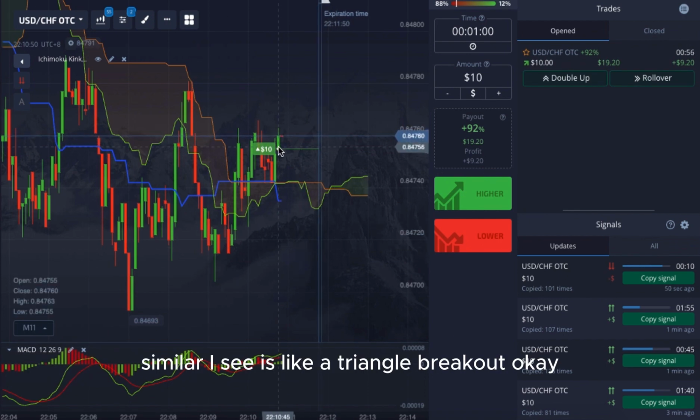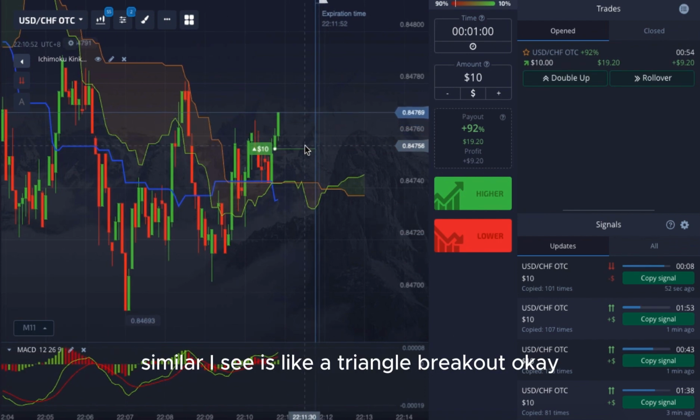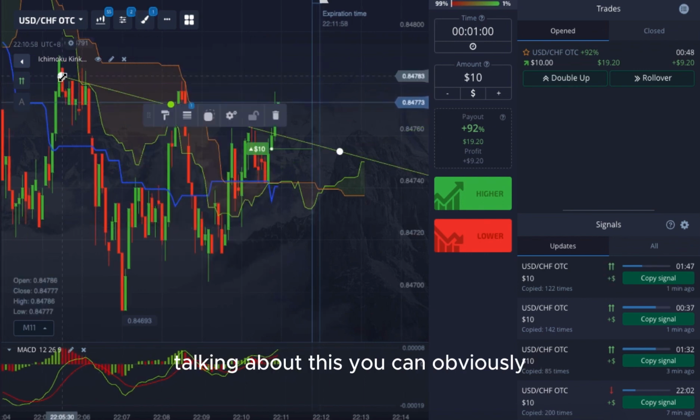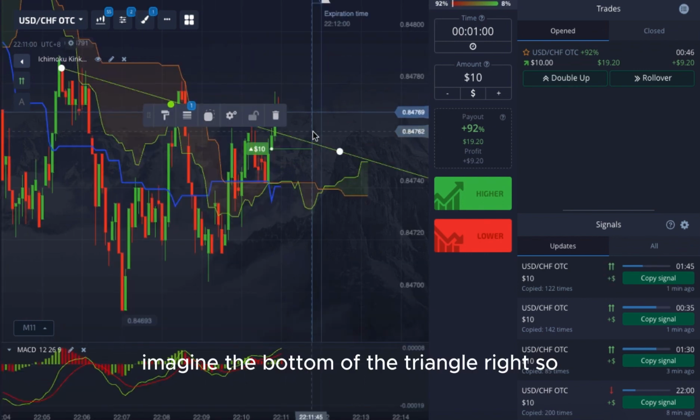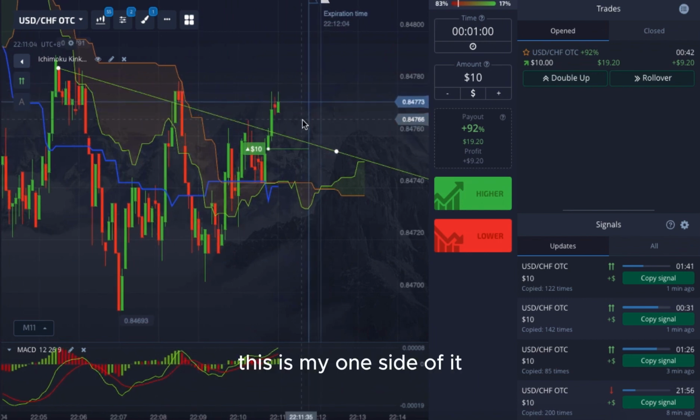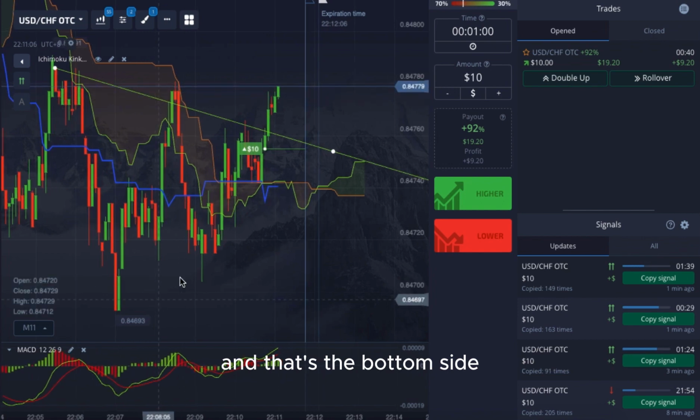Take this one. Similar, I see it's like a triangle breakout. Okay. So what am I talking about with a triangle breakout? I'm talking about this. You can obviously imagine the bottom of the triangle, right? So this is like one side of it, and that's the bottom side.